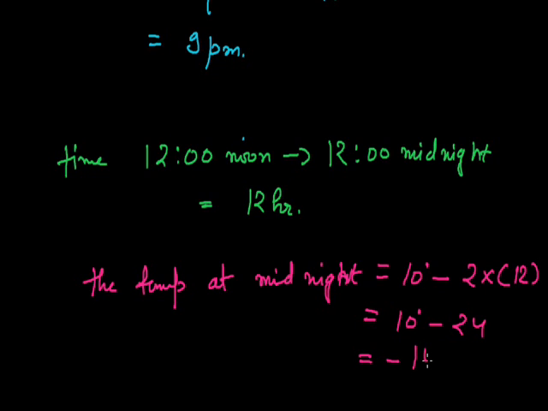So it will be minus 14 degrees centigrade. So at midnight, that is at 12 at midnight, the temperature will be minus 14 degrees centigrade.